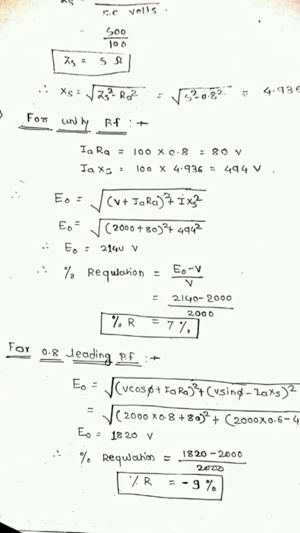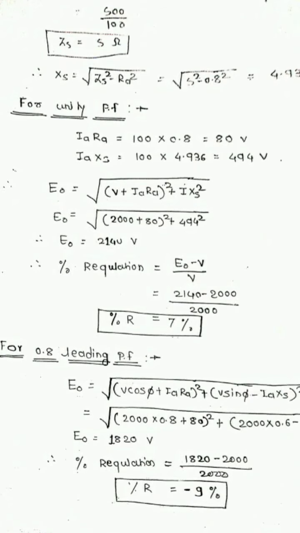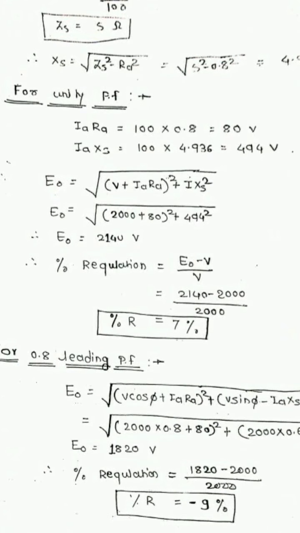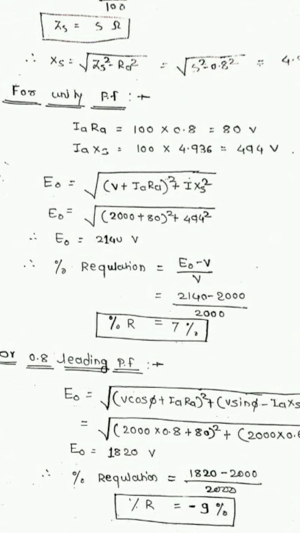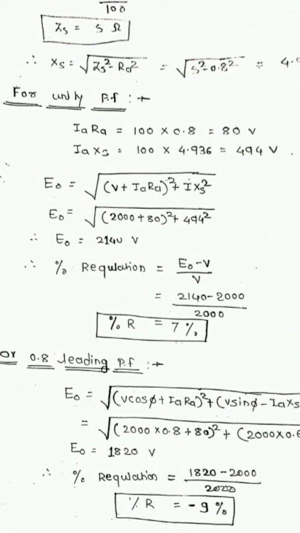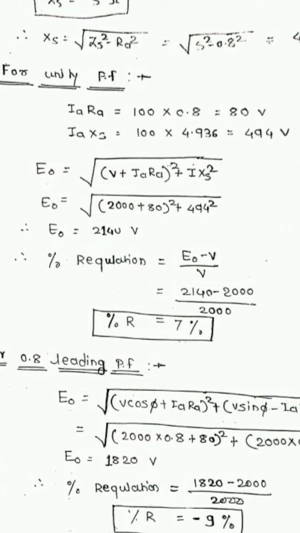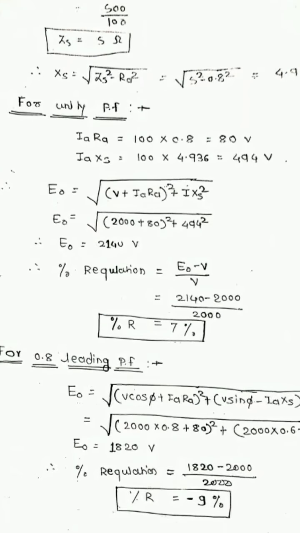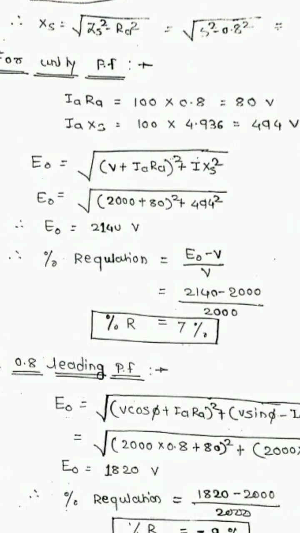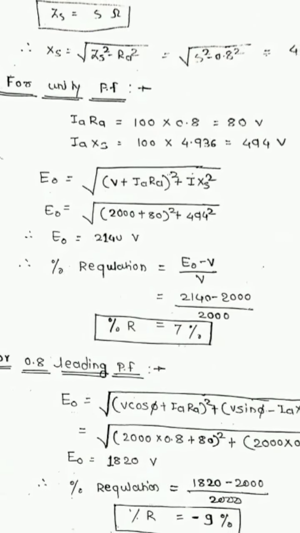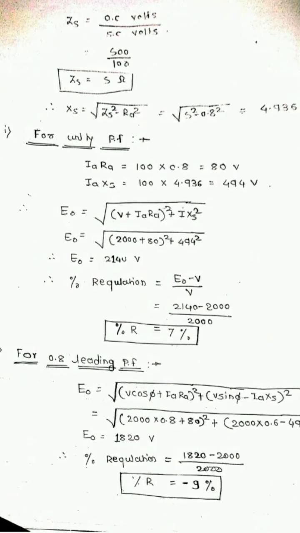So if you know the value of 2140 volt, we can find out the value of voltage regulation, that is E0 minus V divided by V. So the value of E0 is 2140 minus 2000 divided by 2000. So it will give you the value of regulation, that is 7% for a unity power factor.